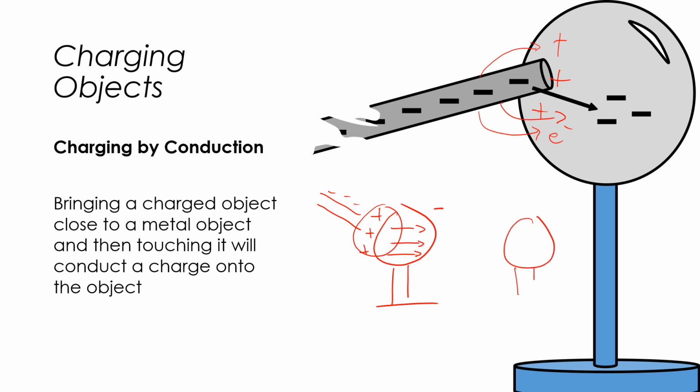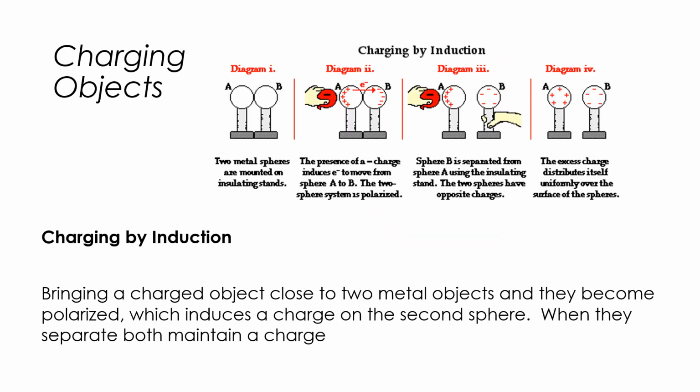That sphere will now have excess electrons on the left, and it would still have electrons on the right. So overall now, because we added electrons to it, we have a net negative charge on the sphere. Okay? So that's charging by conduction. You're directly touching the object, you're conducting a charge onto it. Okay? We can also charge objects by induction.